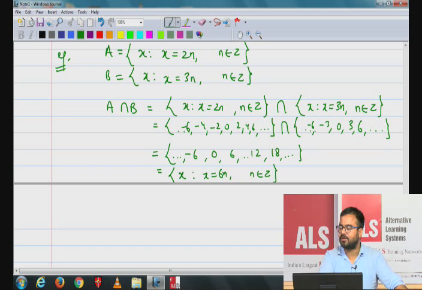Is it clear till now, Shillong? Kohima, is it clear? Okay, perfect.